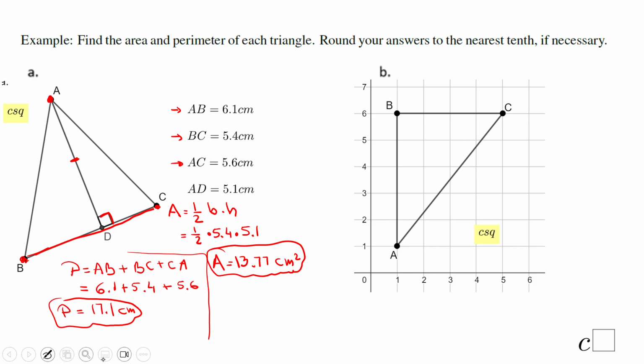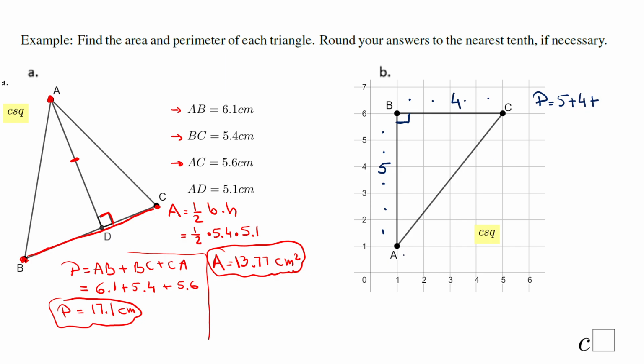Let's go to part B, where we have to find the area and the perimeter of this triangle. This is a special case. It's a right triangle on a coordinate grid. So the first thing I'm going to do is count to find the lengths of some segments, and I'm going to start with AB. 1, 2, 3, 4, 5. This is 5. So this AB is 5, plus 1, 2, 3, 4. This is 4.